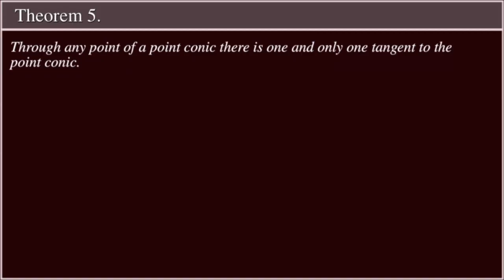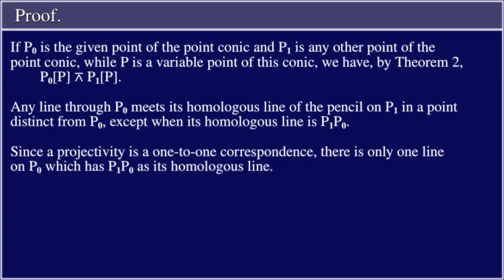Theorem 5. Through any point of a point conic, there is one and only one tangent to the point conic. Proof: if P0 is the given point of the point conic and P1 is any other point of the point conic, while P is a variable point of this conic, we have, by Theorem 2, P0 pencil P is projective with P1 pencil P.